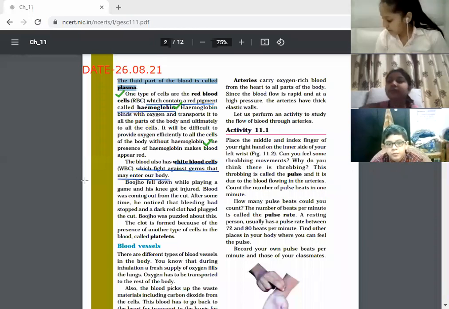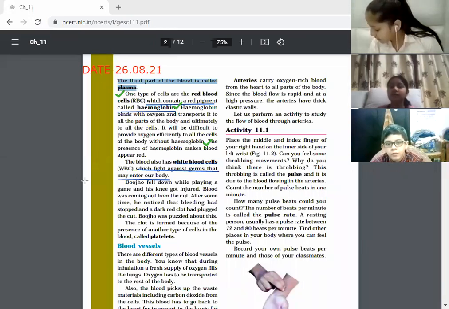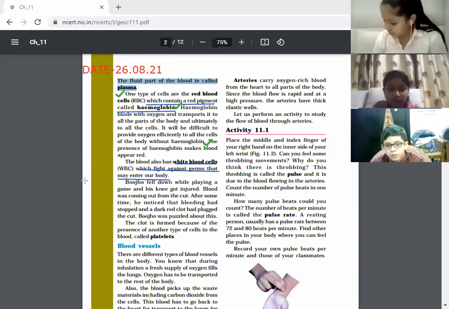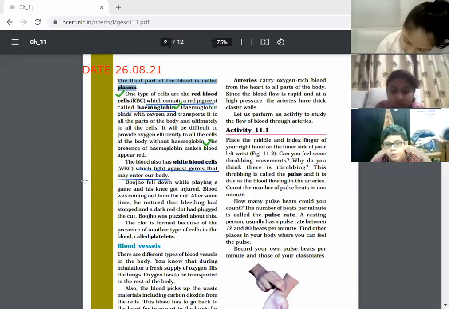So you may get an extra question over here also. Which cells are known as soldiers of our body? White blood cells, because they fight against germs and viruses.